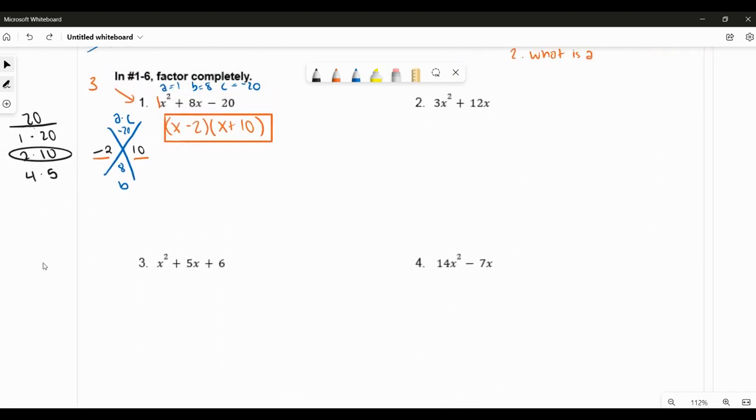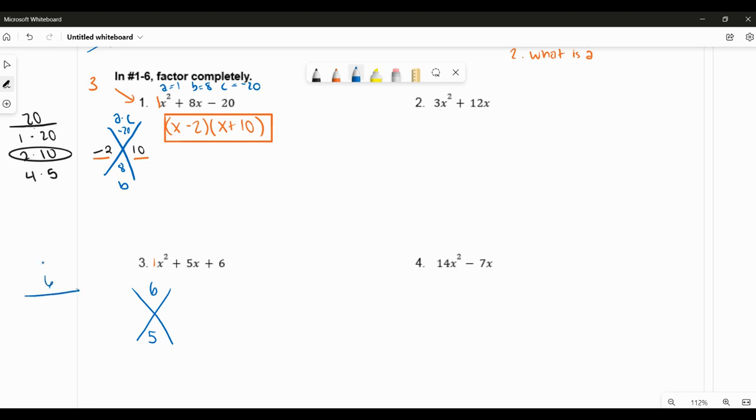So number 3, again, I need to ask myself those questions. How many terms are there? There are 3. Okay. Is A 1? Yes. So I can use my shortcut. Okay. On the top, I'm going to have 1 times 6 is 6. And on the bottom is going to be 5.